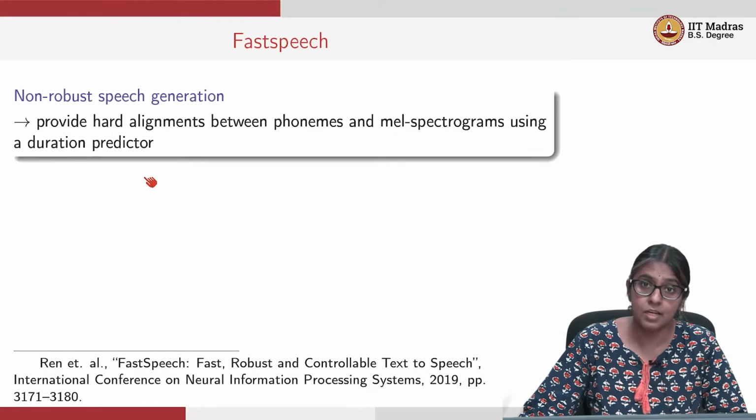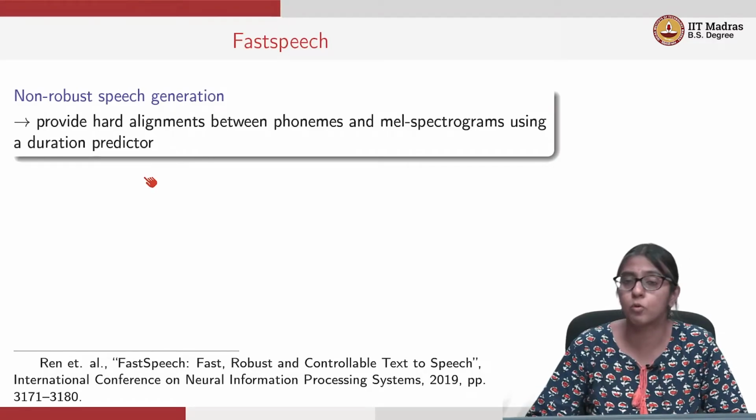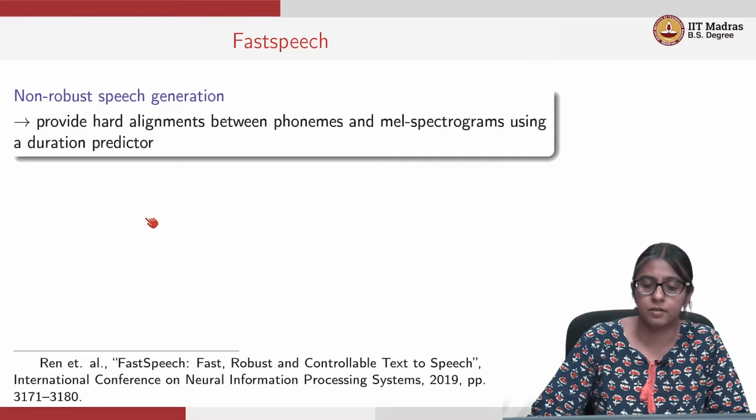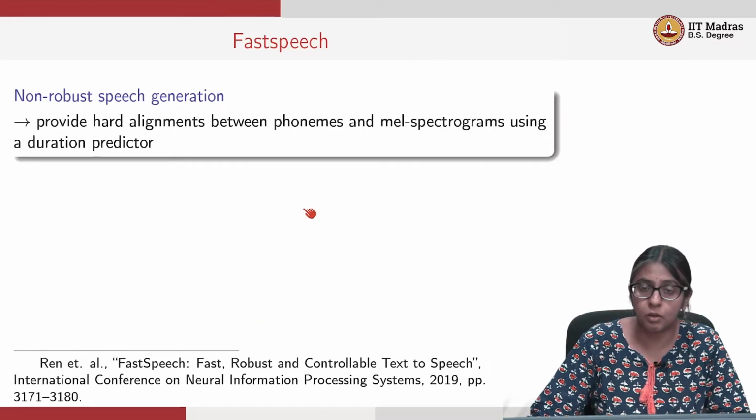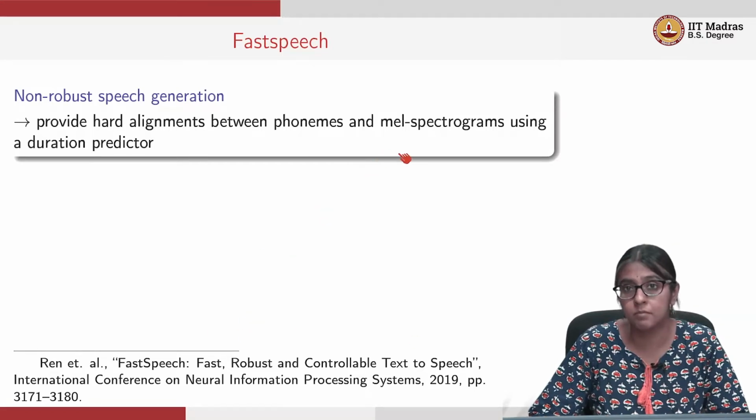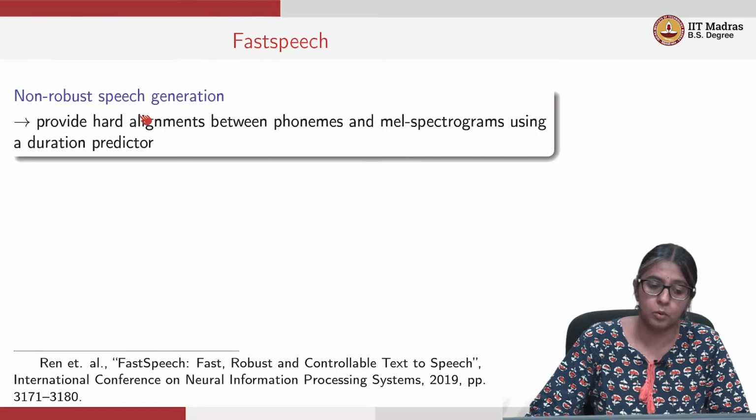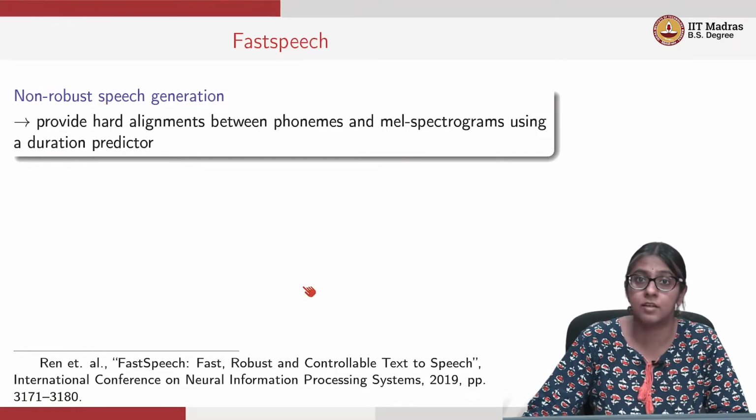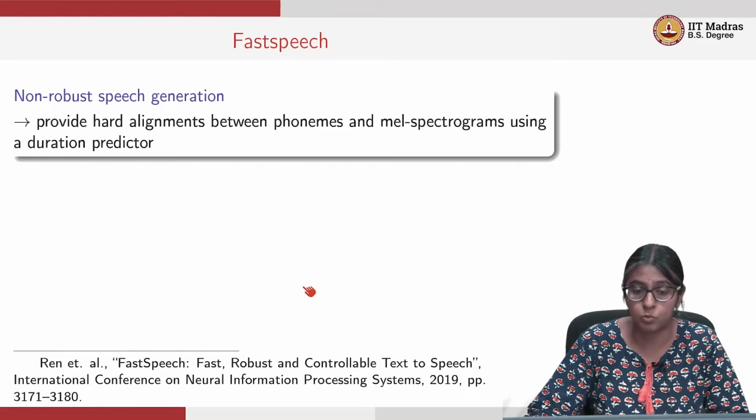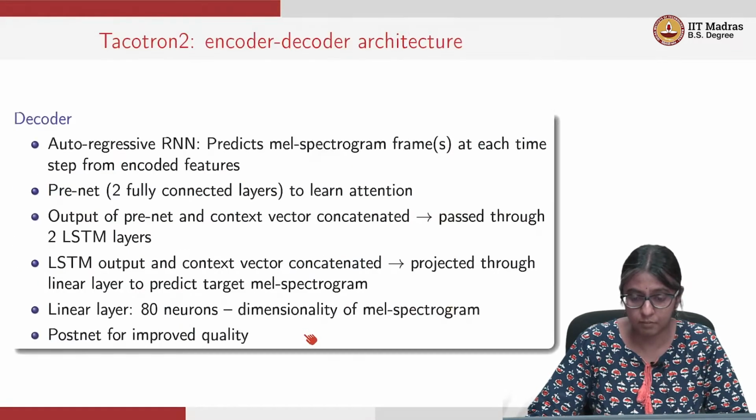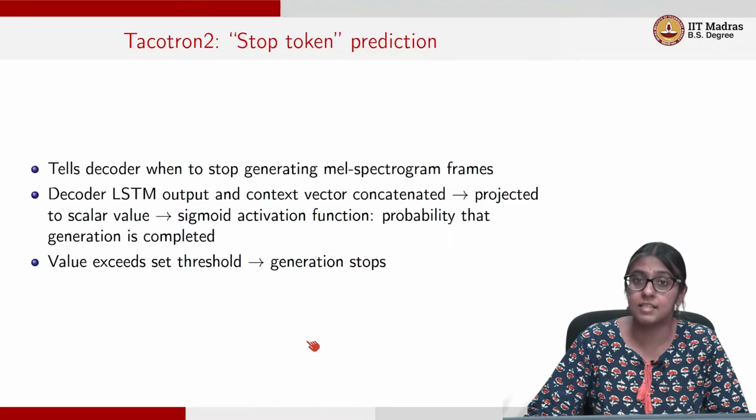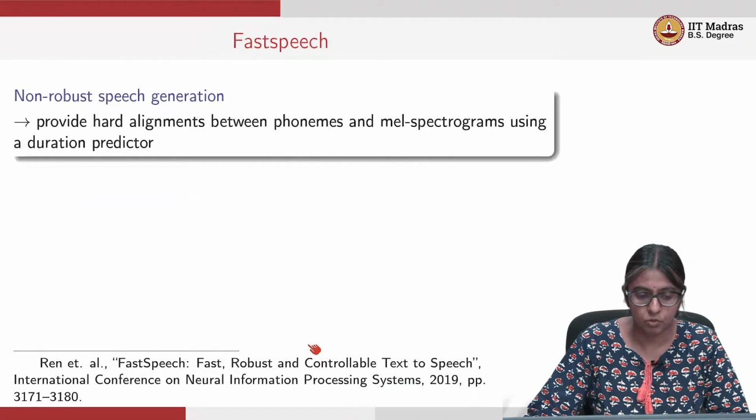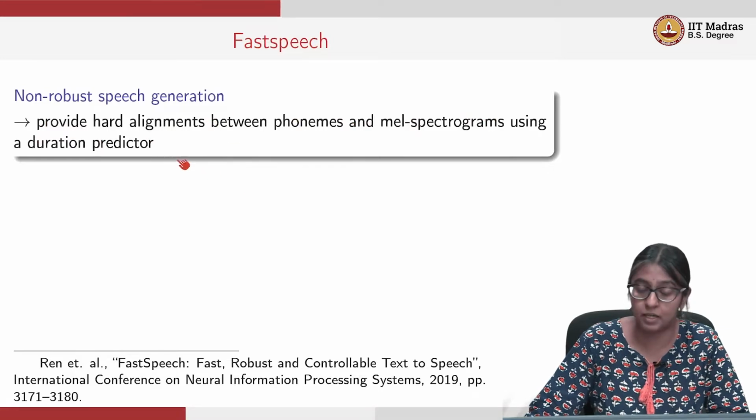So FastSpeech is a network proposed by Microsoft, which tried to overcome the limitations of Tacotron 2. Because the speech output is non-robust, because the alignments learned by this attention module are not hard alignments, these are soft alignments. Instead of that, in FastSpeech, you provide hard alignments between phonemes and MEL spectrogram using a duration predictor.